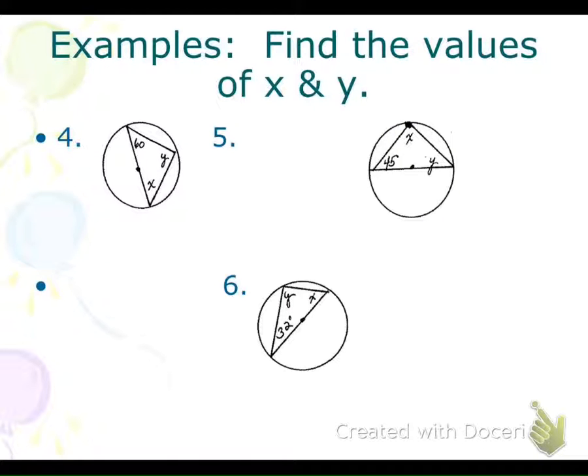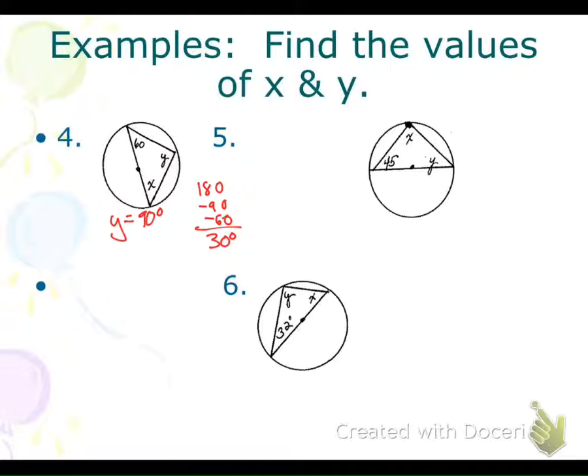So right here we see that we have a circle, a triangle is inscribed in it, and one of the sides is the diameter. That means this triangle has to be a right triangle with a 90-degree angle. We know the 90-degree angle goes across from the hypotenuse, which means that y has to be 90 degrees. Wait, that's not right though. You can do 180 minus 90 minus 60.